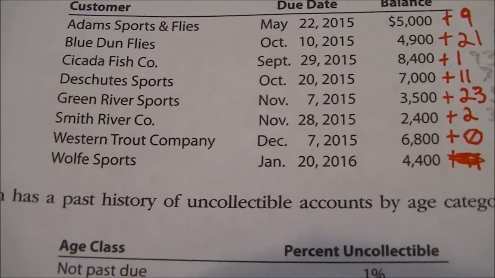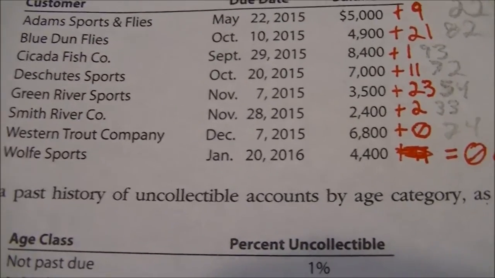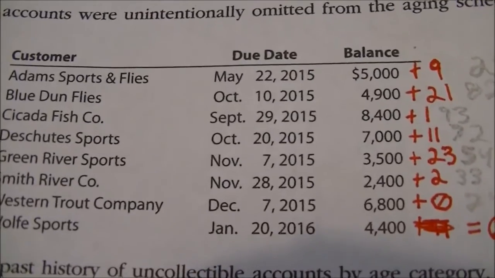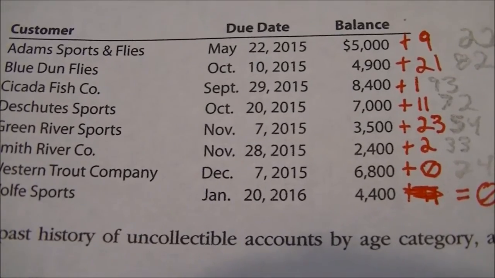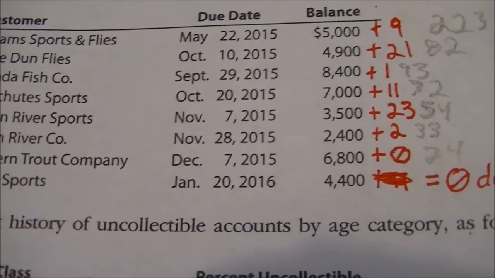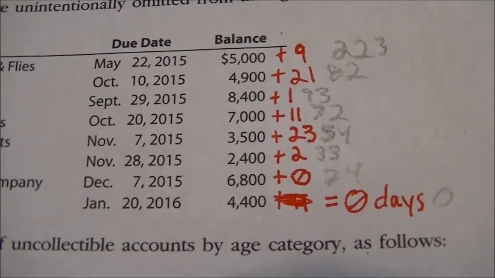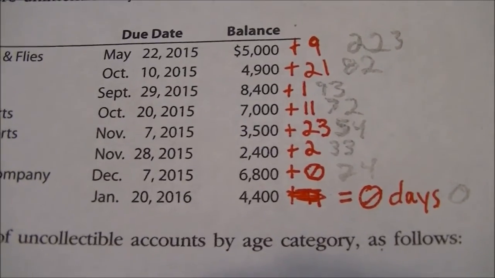Now let's do the last one. Wolf Sports, January 20th, 2016. You can see that this date is in a different year. So that means this account is not past due. All the other ones are.